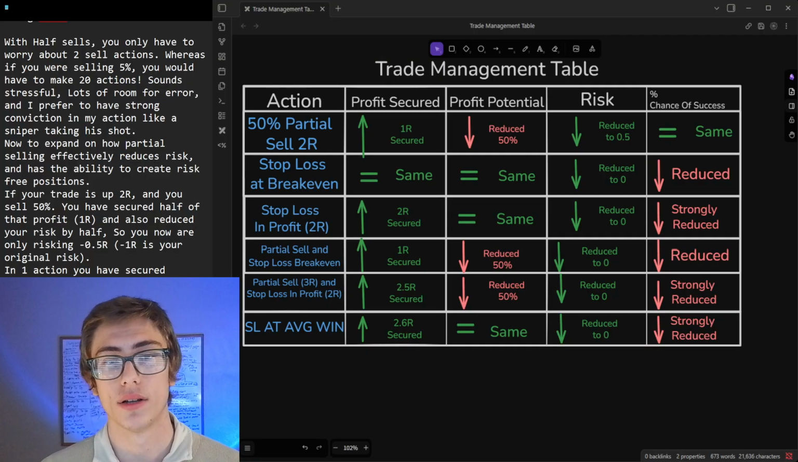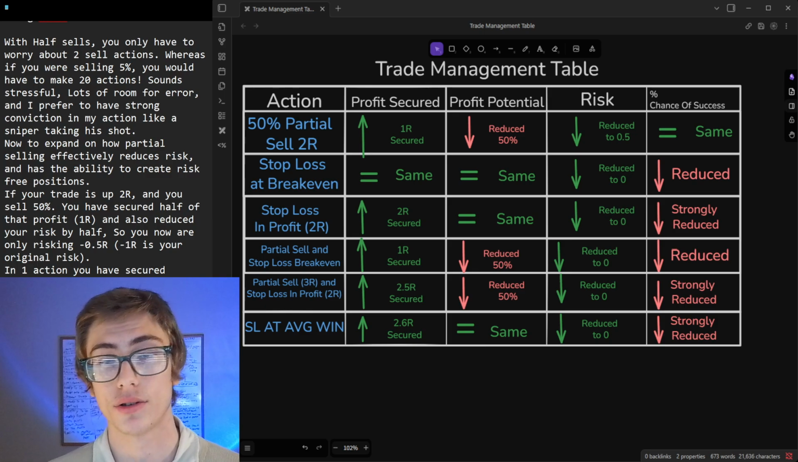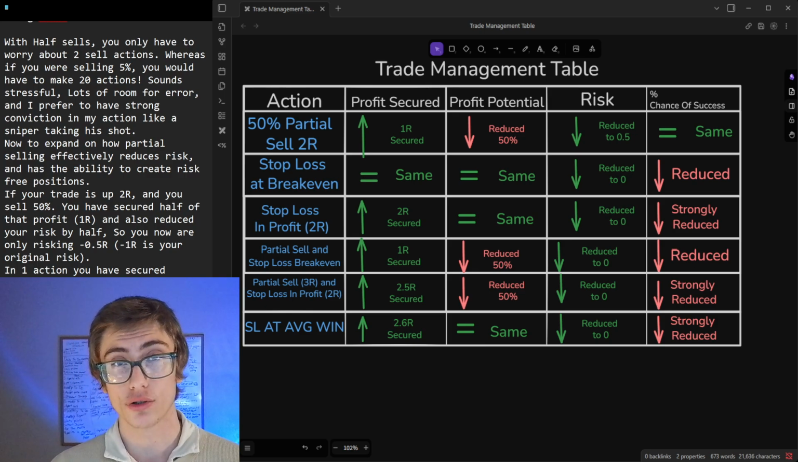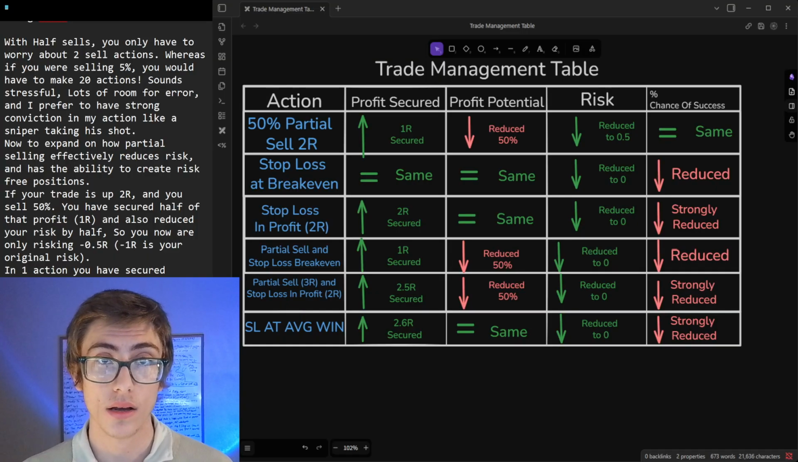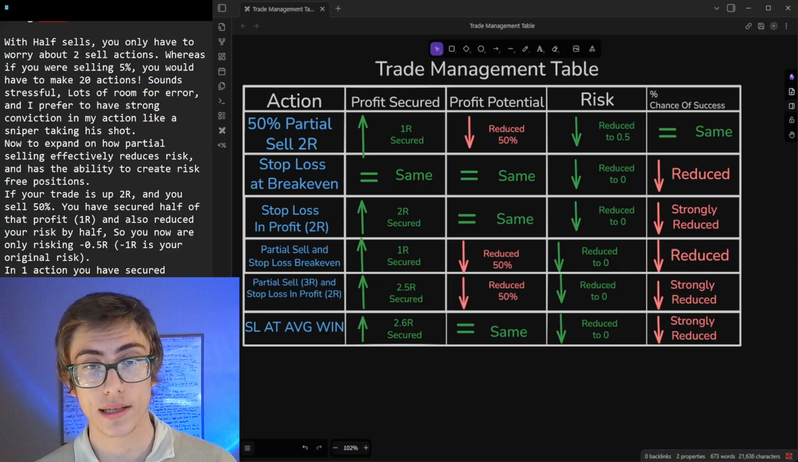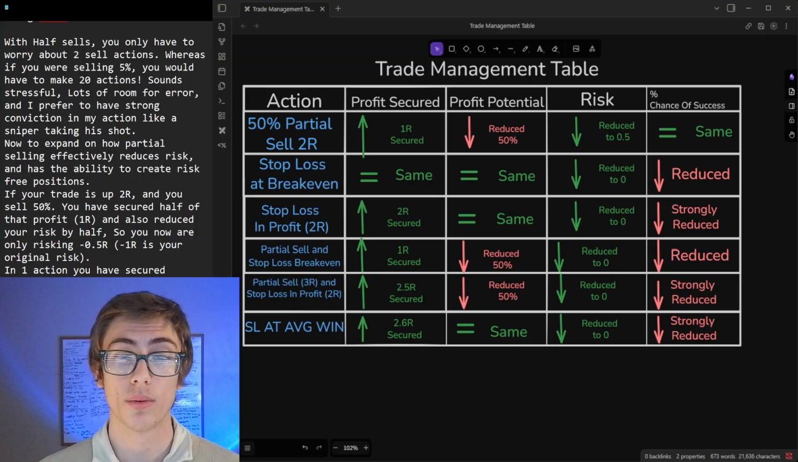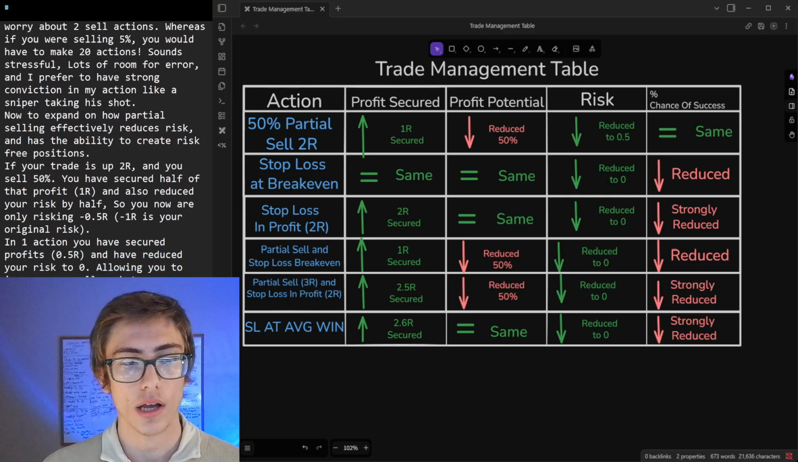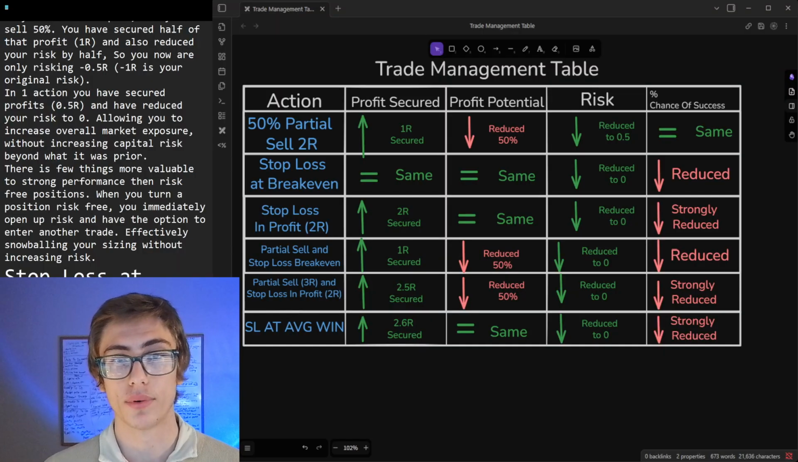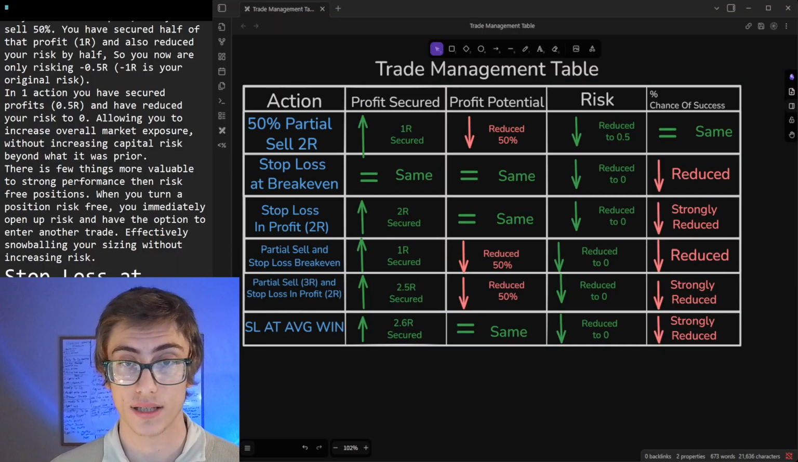Now, to expand on how partial selling effectively reduces risk and has the ability to create risk-free positions: if your trade is up 2R, and you sell 50%, you've secured half of your profit and reduced your risk by 50%. So now you're only risking 0.5R, because minus 1R is your original risk. And in one action, you have secured profits of 0.5R and have reduced your risk to 0.